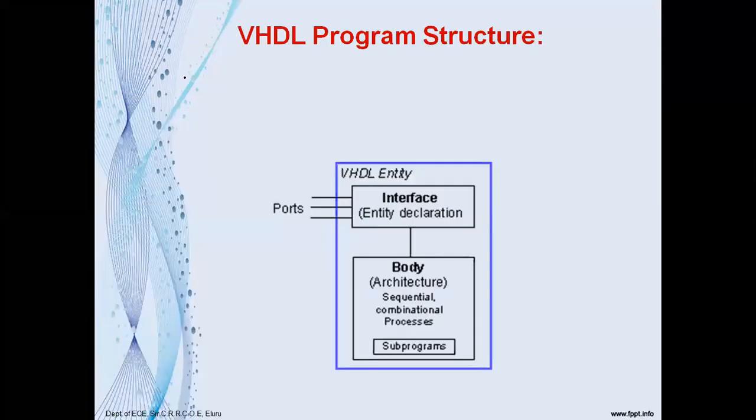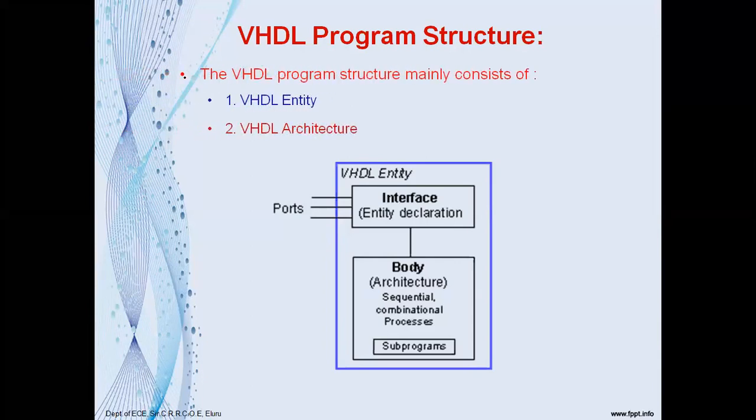Now the next one is the VHDL program structure. What is the main purpose of VHDL? VHDL is a hardware description language which is used to model and design a digital system. In VHDL, it mainly consists of two parts. What are the two parts? VHDL entity and VHDL architecture. These two together are called the VHDL program structure.